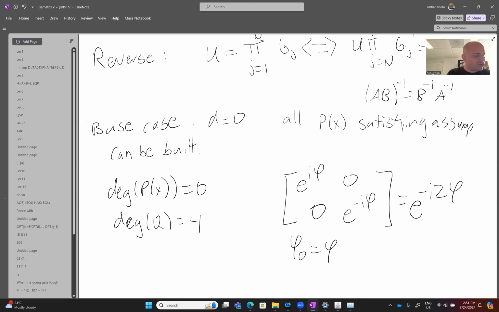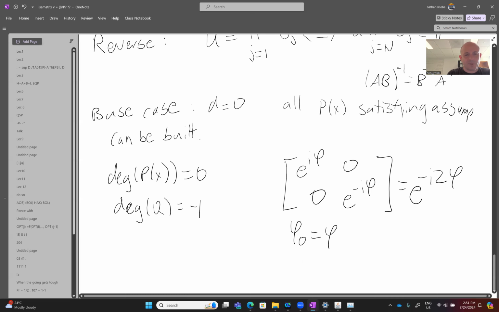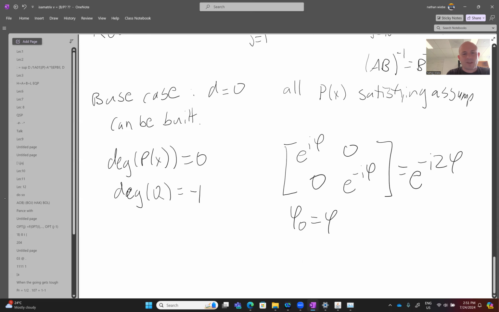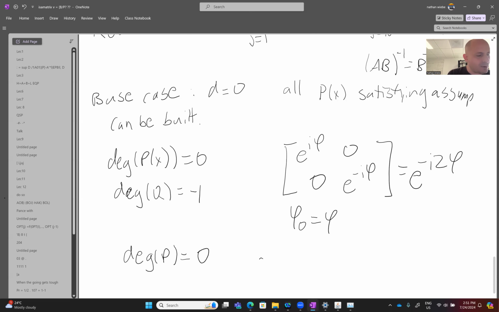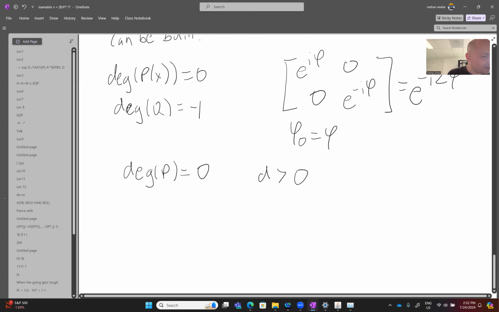If that's true, now there's an additional case that is a little bit more annoying. What this showed is, okay, if we have a sequence of length 0, then we can synthesize it. But we need to show that we can do it for any value of d. So we need to ask, well, what if the degree of p that we want to build is equal to 0, but d is greater than 0? Can we always end up achieving this as well?